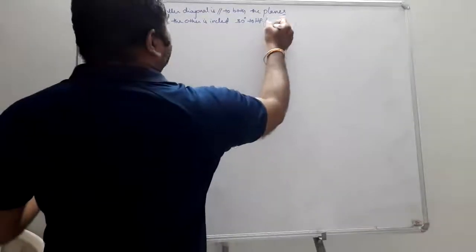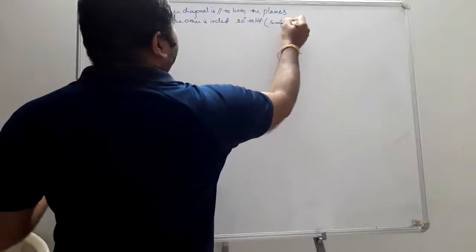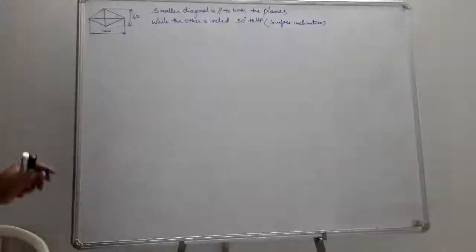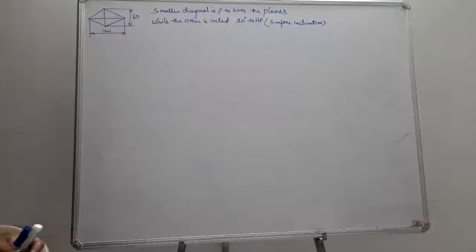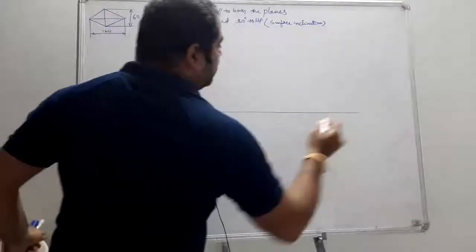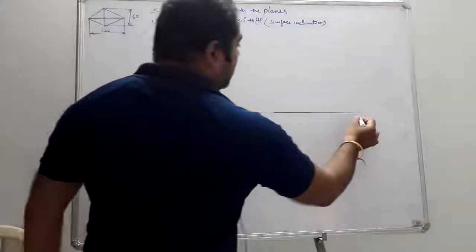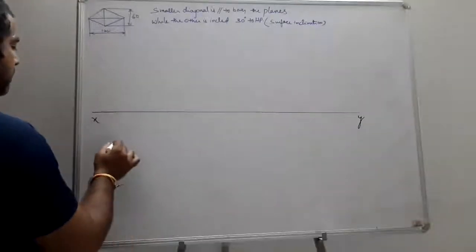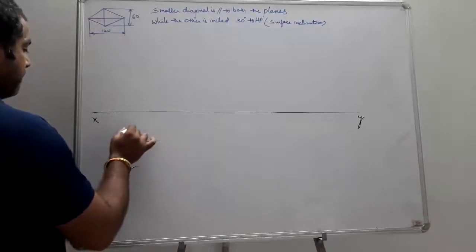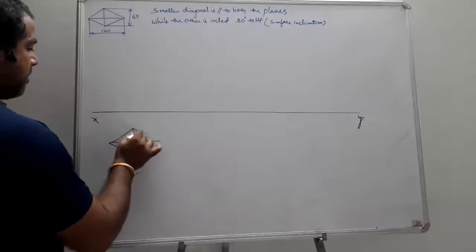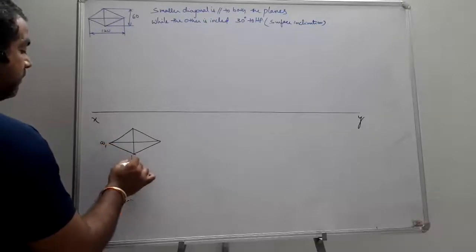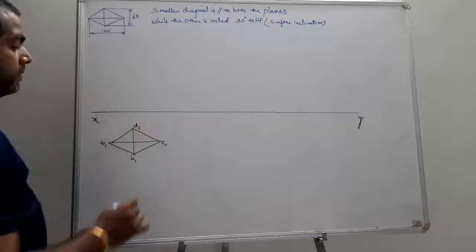Let us consider this was surface inclination. So when it is considered as the surface inclination, how can you obtain your simple position? Your simple position in such a way that the top view gives the true shape. So I just consider this is 120 and this is 60. Okay, let us consider A1, B1, C1, D1.